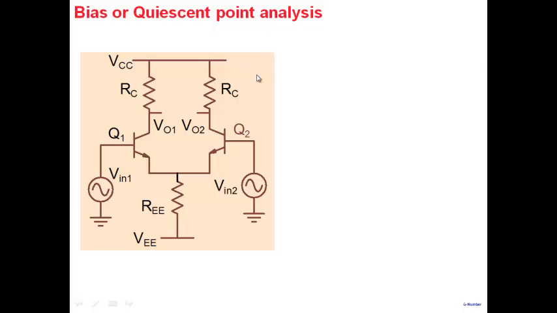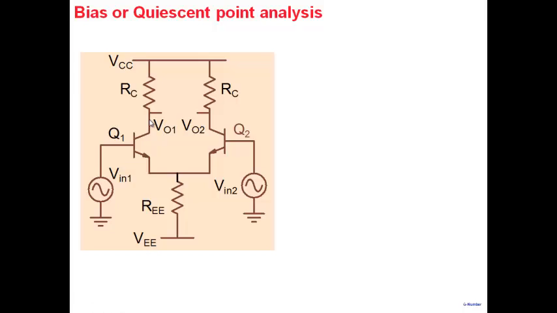What do I mean by bias point? When I don't apply any signal here. So when I put this to ground and this to ground, I have no signal in my circuit, and I do a bias point analysis, which means whatever are the voltages at these nodes. That's a bias point. In this case, the bias point happens to be DC, which is fine. So we are doing a DC analysis.